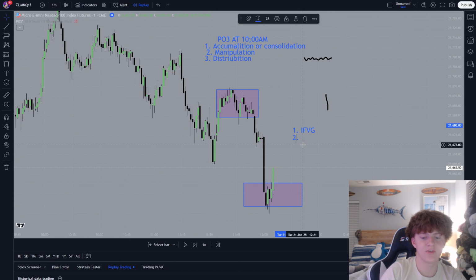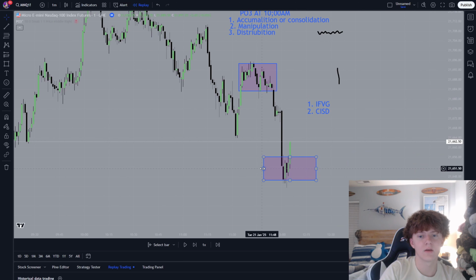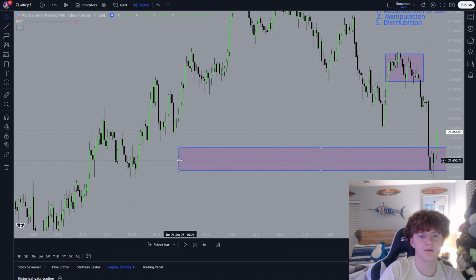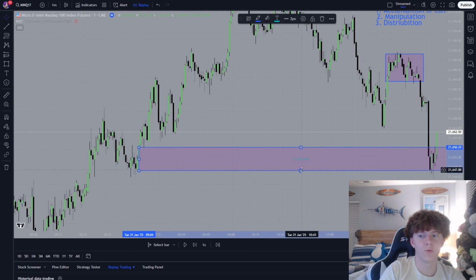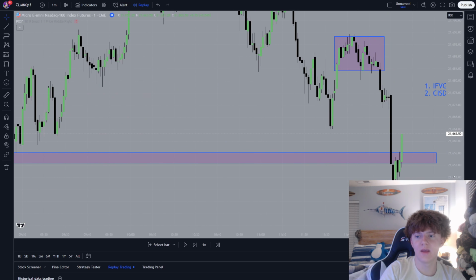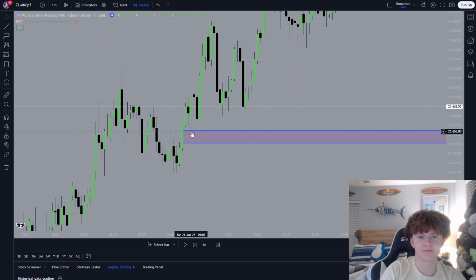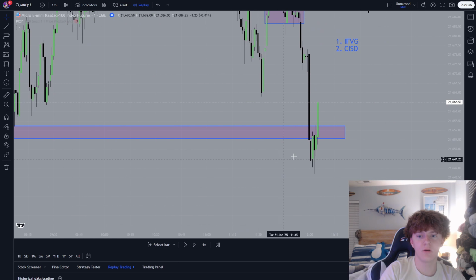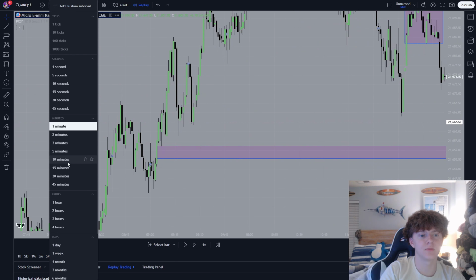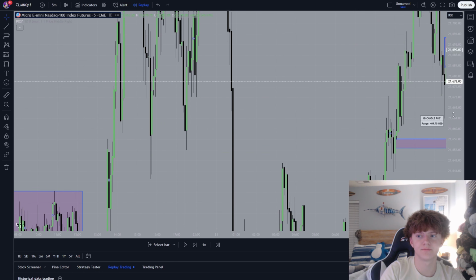Either we have an inverse fair value gap or a CISD. Now, let's drag this line along, and boom, we see a 1 minute fair value gap that we can mark right here that tested down into this zone. Let's go to the 5 minute.